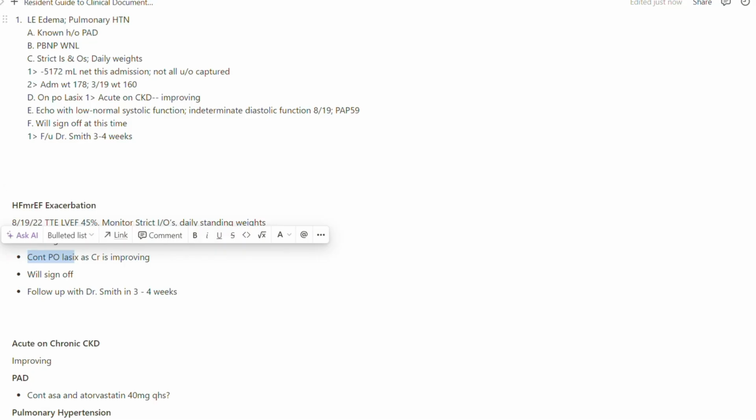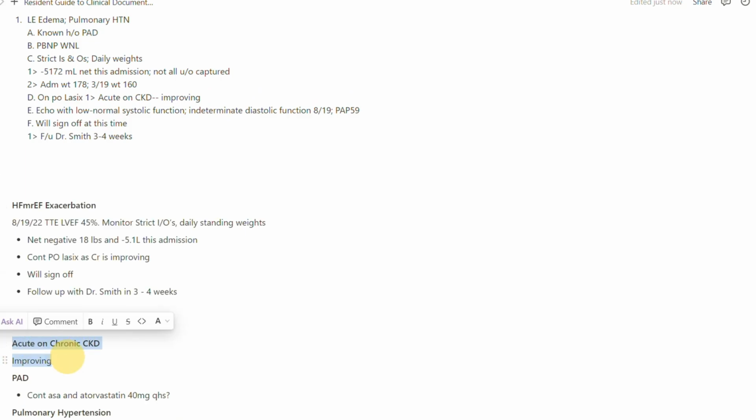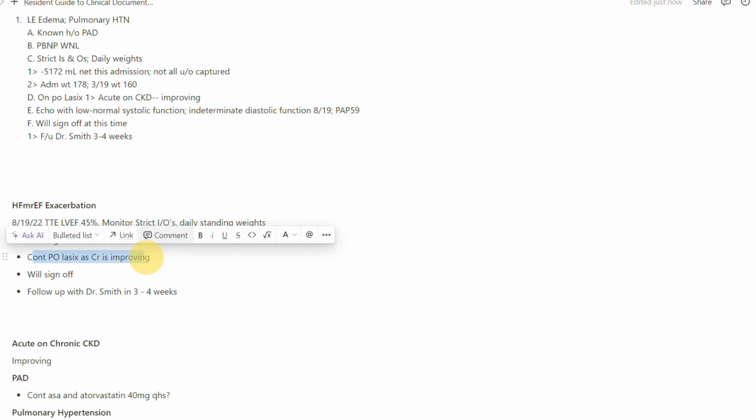And they have a note here, acute on CKD. So look, I like the acute on CKD. I maybe have that as a second problem, like I have down here, acute on CKD, chronic CKD, improving. And so I would just maybe put continue PO Lasix as creatinine is improving. That's how I would summarize that.